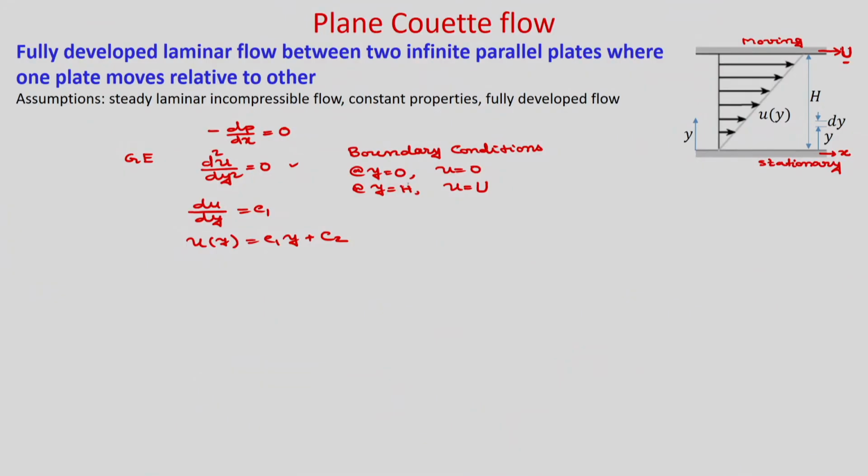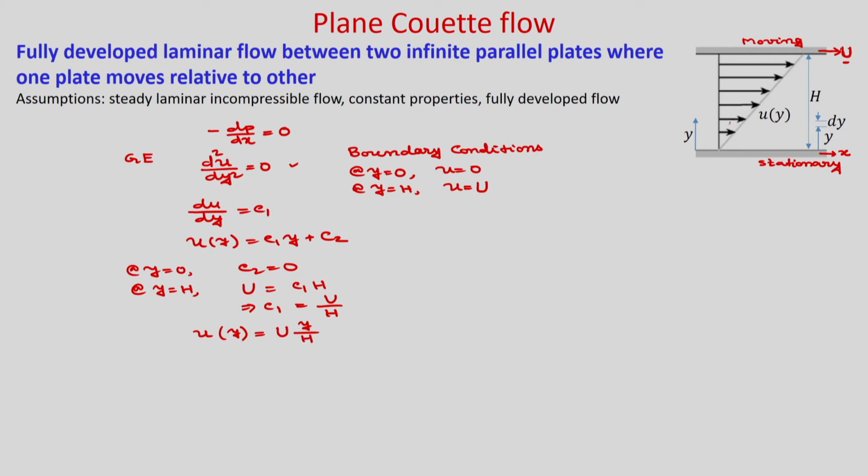So, you can see that you will get a linear velocity profile. Now, invoke the boundary conditions: at y is equal to 0, u is 0. So, you will get c2 is 0, and at y is equal to h, you will get u is equal to capital U. So, you will get c1 into h, c2 is 0. So, obviously c1 is U by h. So, hence you will get the velocity profile u which is a function of y as U into y by h.